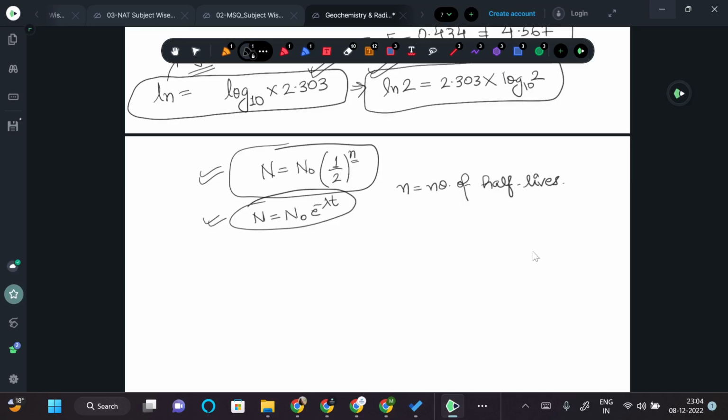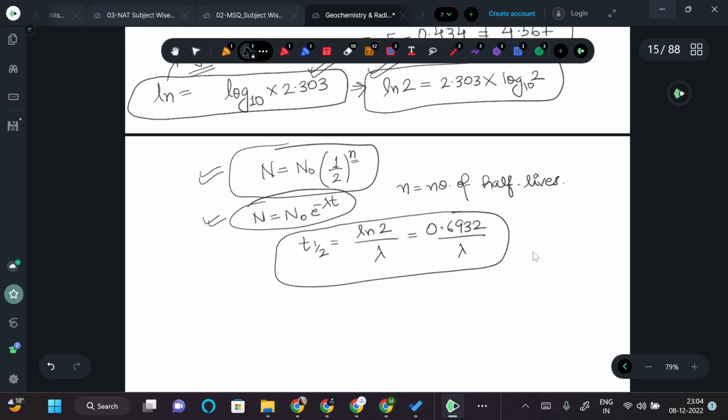Then you have T half. T half is ln2 by lambda, right? This in turn is 0.693 by lambda. This is T half. What is small n, the number of half-lives? Given time divided by T half. This is how you get this small n, number of half-lives.